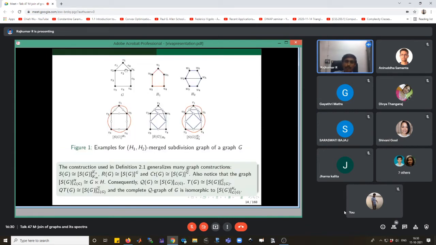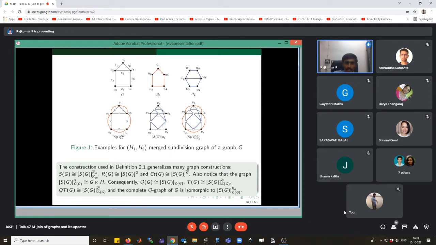This is an example. Here this is a graph G with vertices and edges given here, and I take a graph H1 with the number of vertices the same as the number of vertices of G, and H2 with the number of vertices the same as the number of edges of G. Now, for S(G) with H1, I merge the graph H1 with the original vertices of this graph G. Look at this, v1 and v2 are adjacent in H1, so we add a new edge, this red colored edge, between v1 and v2 in S(G).